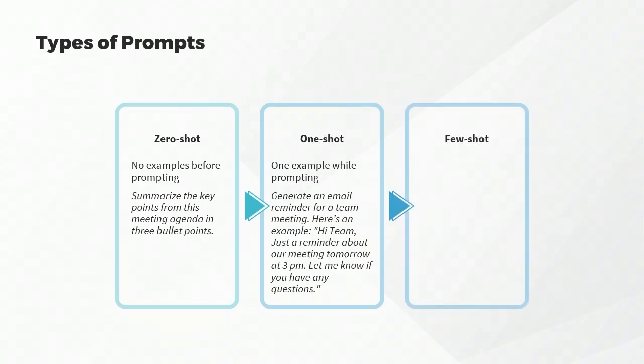Finally, few-shot prompting. In this case, you provide several examples to guide the AI. Few-shot prompting is particularly useful for complex or nuanced tasks where you need consistent style or tone across outputs. By choosing the right type of prompt for your task, whether zero-shot, one-shot, or few-shot, you can guide the AI more effectively and achieve better results tailored to your business needs.